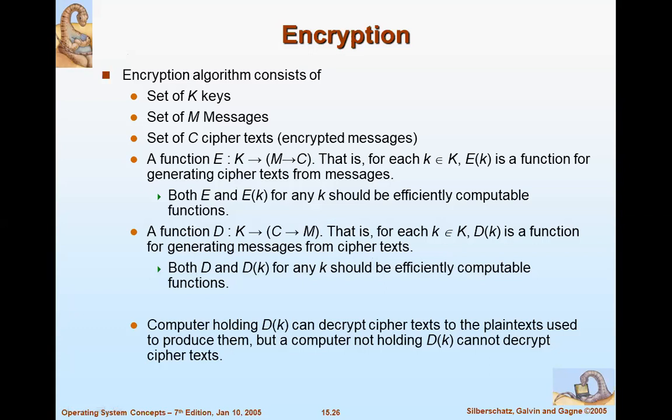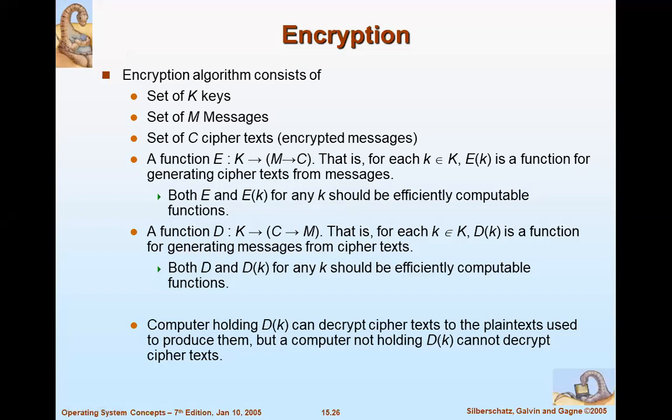Both E and EK for any K should be efficiently computable functions, and similarly a function D that is used for decryption, and with the help of this key you can convert the ciphertext into plain text or message. That is, for each K that belongs to capital K, DK is a function for generating messages from ciphertext. So you can get the actual message with the help of this K, which is the key, and both D and DK, the function DK for any K, should be efficiently computable functions.